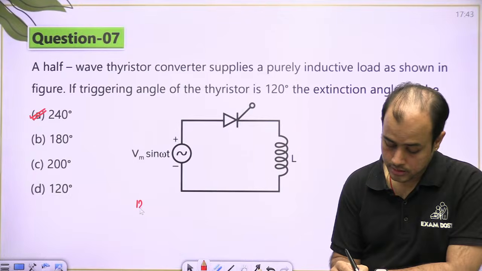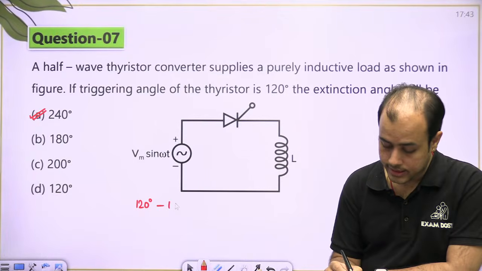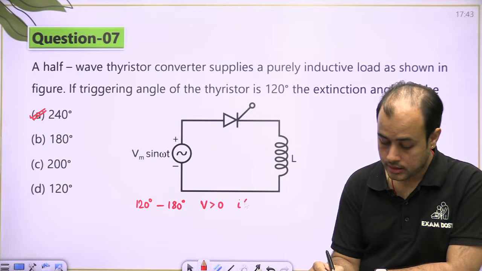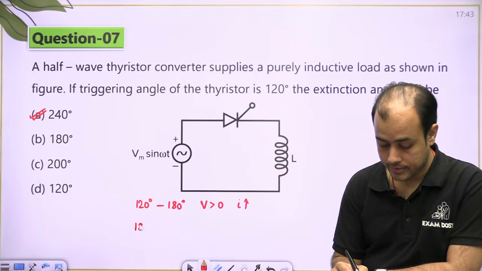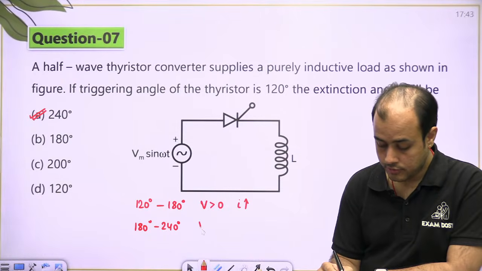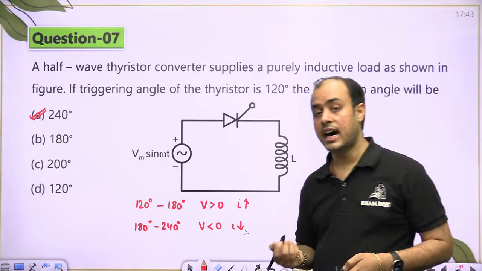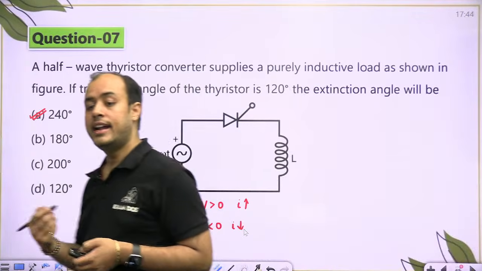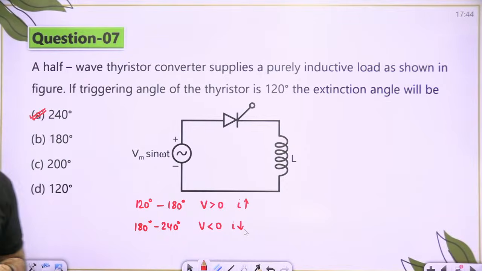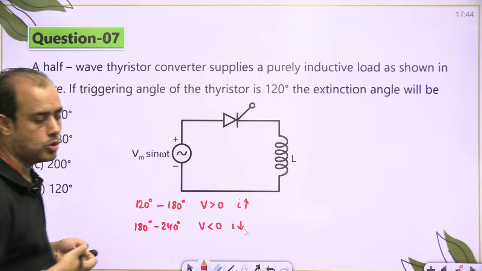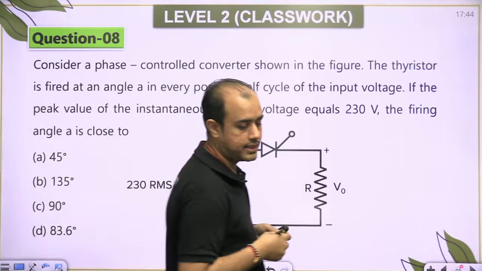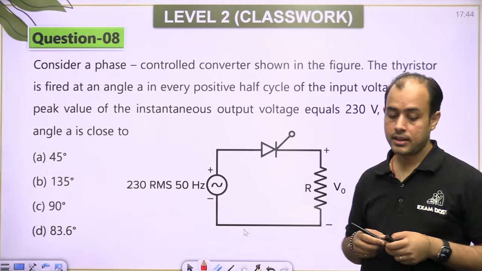देखिए, till 180 degree voltage positive, current increases for 60 degree. For next 60 degree voltage will be negative, current will decrease. If it charges for 60 degree, it should discharge for 60 degree. Therefore, beta is 240. चलिए next level 2 पे आते हैं.